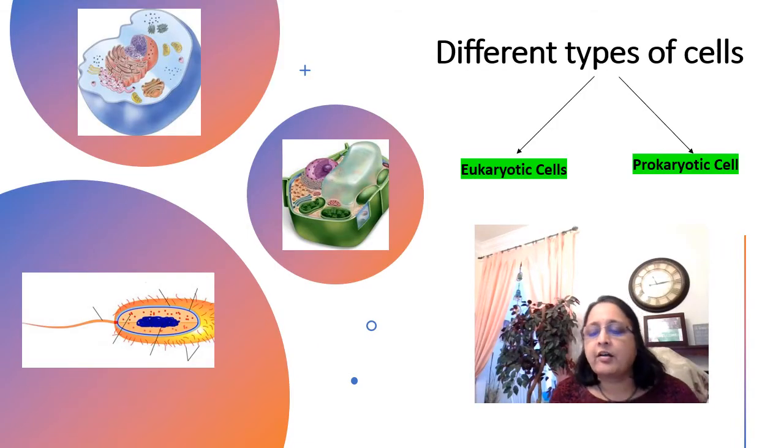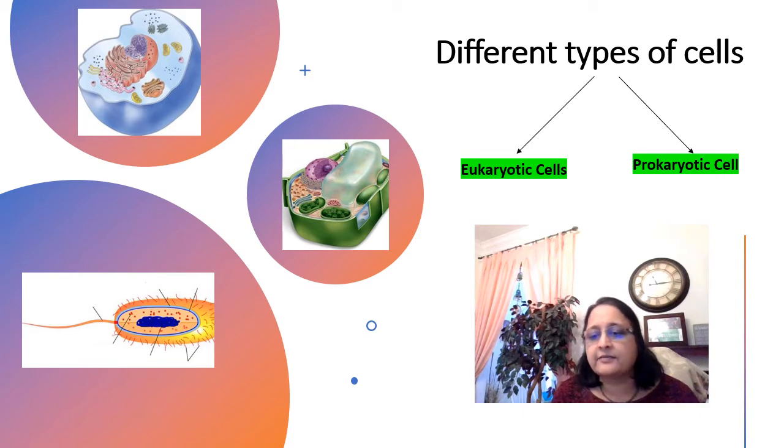We all know that all living organisms contain structural and functional units called cells. In nature, we have seen different kinds of cells. Some of them are plant cells, some are animal cells, some are bacterial cells. Then how do we classify these cells into different groups? Broadly, all cells fall under two categories: prokaryotic cells and eukaryotic cells. So what exactly are these two kinds?